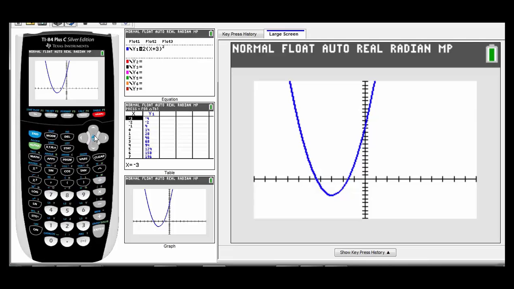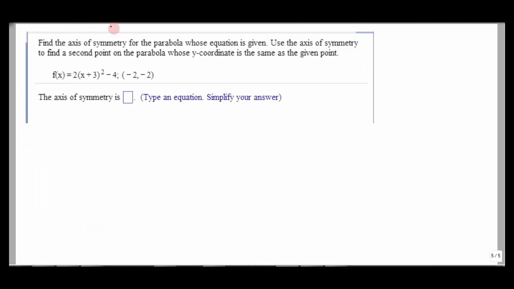Okay, so I'm going to use the idea of axis of symmetry, it says. Well, let's go ahead and find the vertex. I think we can look at this and know the vertex is at -3, -1. But let's go ahead and pop in here and see. So f of x equals 2x plus 3 quantity squared minus 4.